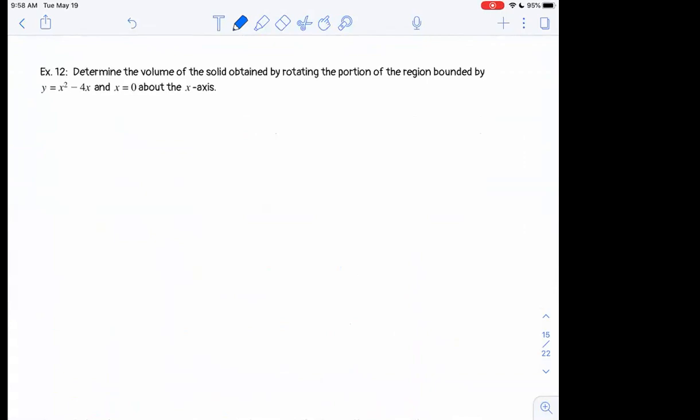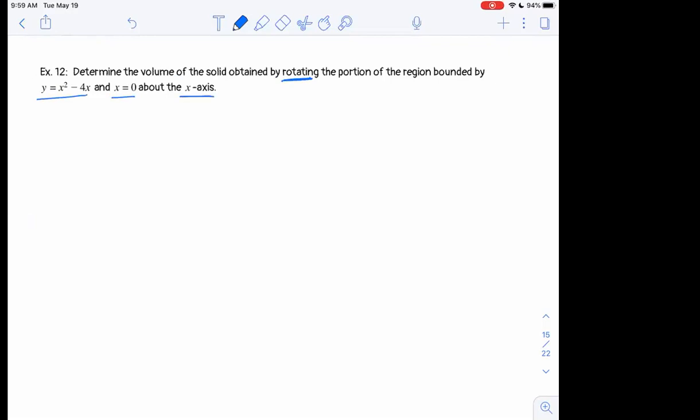All right, so let's take a look at this example. This example, those training wheels are coming off. We don't have a diagram anymore to rely on. We need to think about how we draw these diagrams on our own. So it says determine the volume of the solid obtained by rotating the portion of the region bounded by x squared minus 4x and x equals 0 about the x-axis.